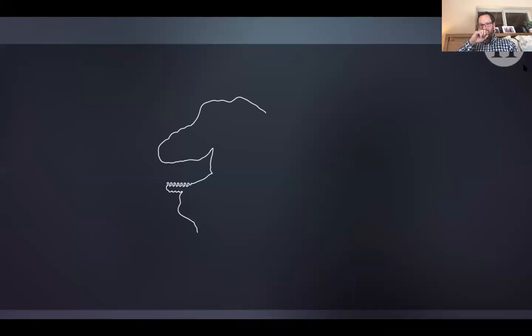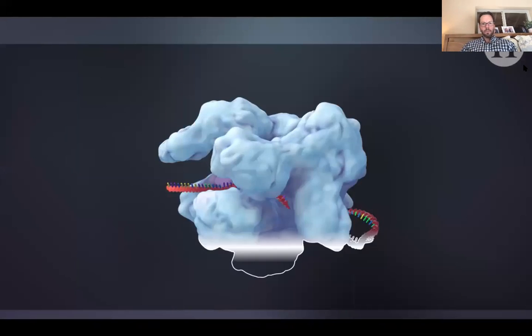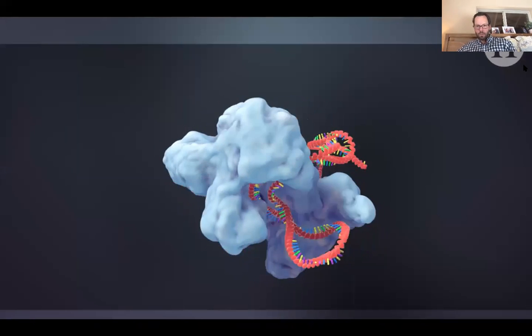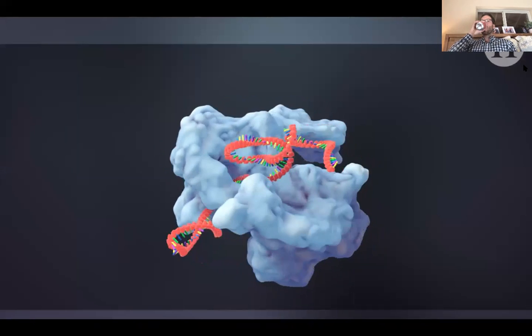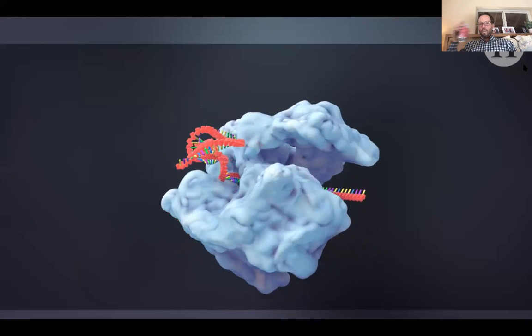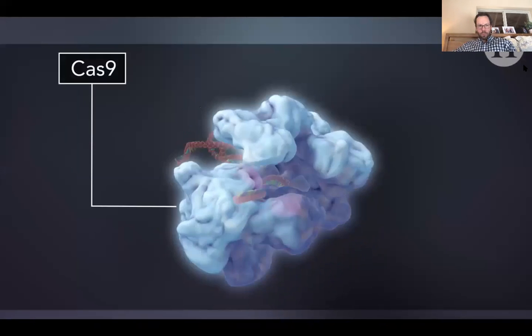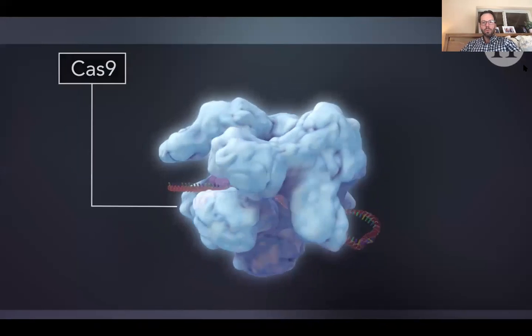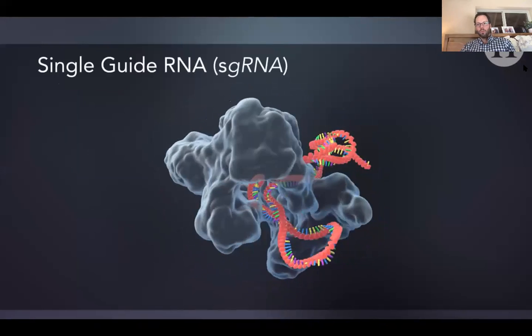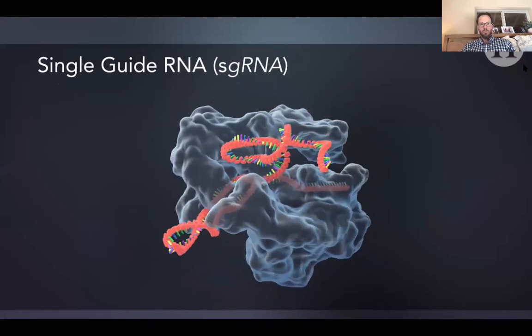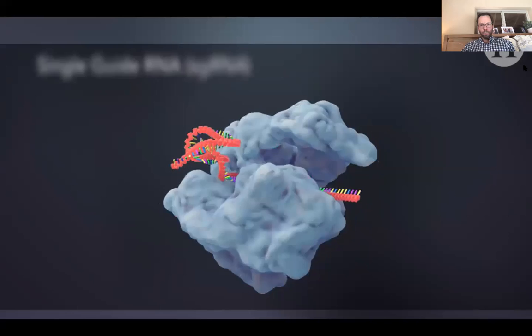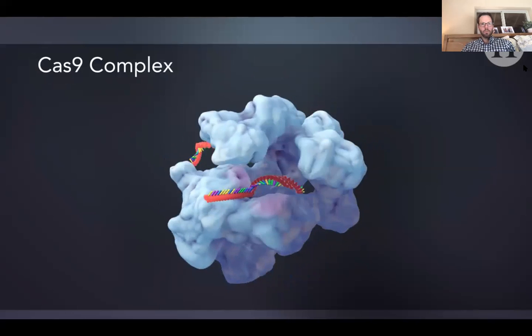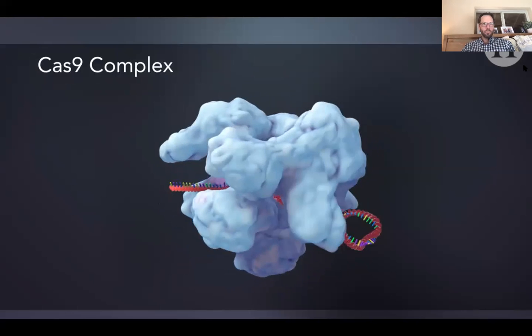Since being discovered in a bacterial immune system, CRISPR-Cas9 has been adapted into a powerful tool for genomic research. There are two components to the system: a DNA cutting protein called Cas9 and an RNA molecule known as the guide RNA. Bound together, they form a complex that can identify and cut specific sections of DNA.